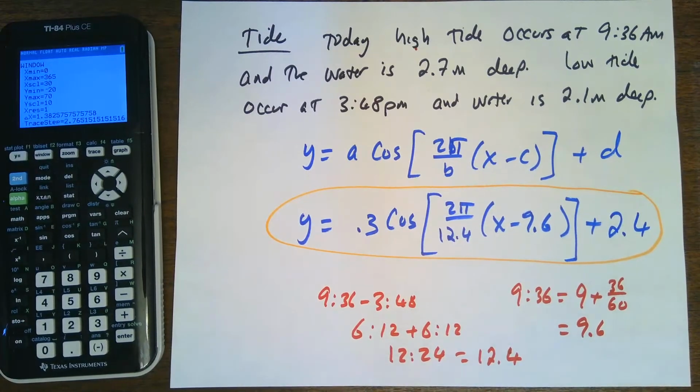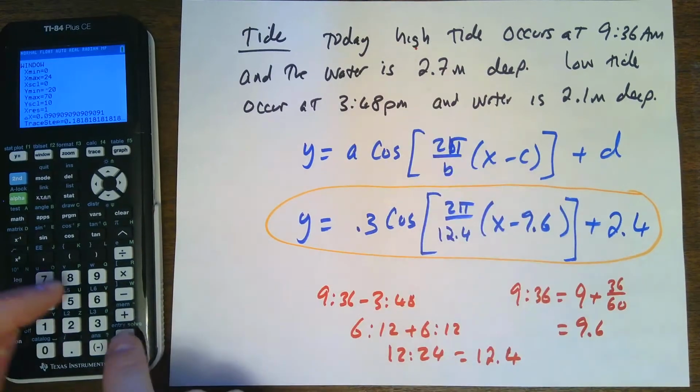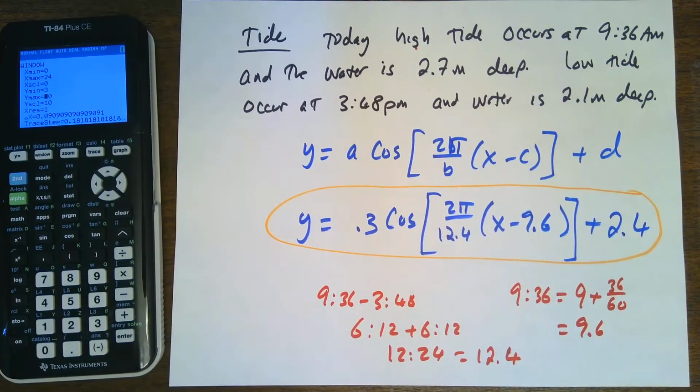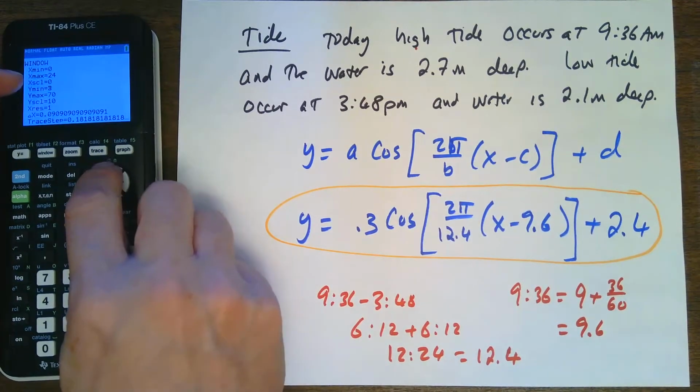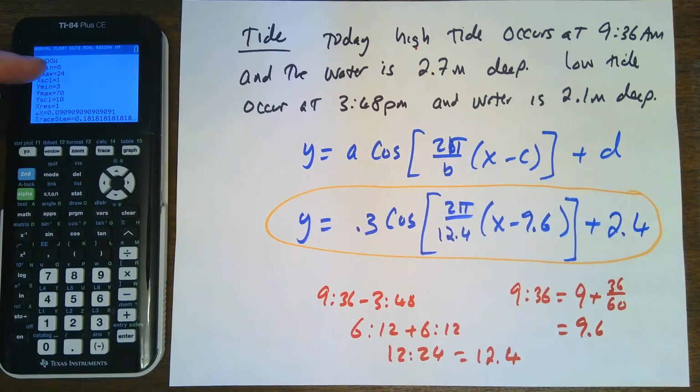And my window, I'm going to have to change my window. Now, let's see, what does x represent? The time during the day. So let's go from 0 o'clock to 24 o'clock. 24 hours in a day. Y represents the tide. I'm going to go from 0 meters deep all the way to 3 meters of depth. So from 0 to 3. I'm going from 0 to 24 hours, scaled in 1 hour increments.